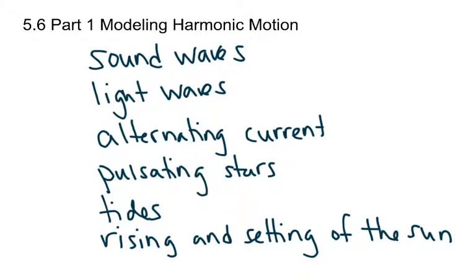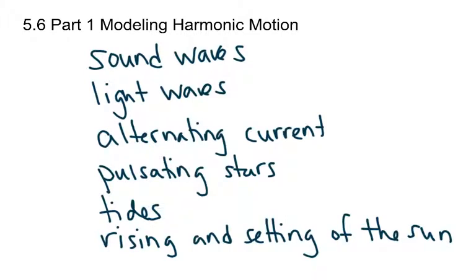In section 5.6, we're going to talk about modeling harmonic motion. Periodic behavior that repeats itself over and over again is common in nature. Some of the most familiar things that model harmonic motion are sound waves, light waves, alternating current, pulsating stars, the rise and fall of the tides, the rising and setting of the sun, and certain animal populations that increase and decrease over time. We call that the predator-prey model.